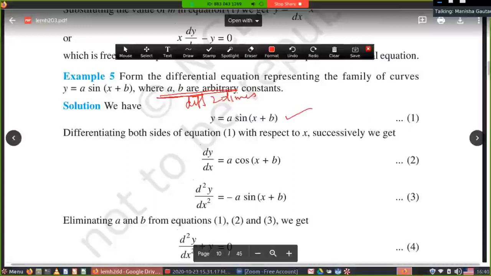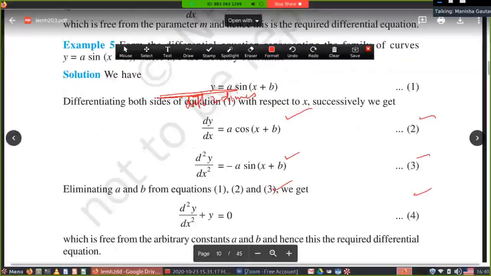Now y is equal to this, the derivative of y is this one, the second derivative is this one. Now you have to find out the values of a and b. Sometimes it is very difficult to find out the values of a and b. You can directly substitute the values, then you will get the differential equation directly.